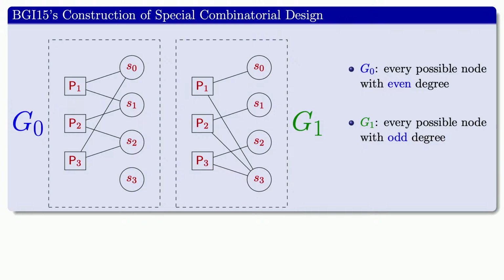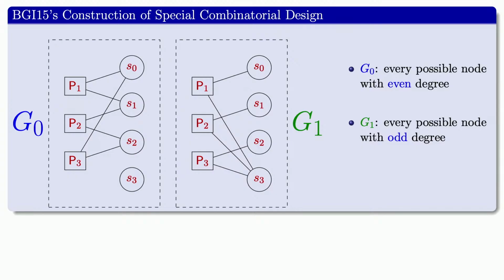Let me quickly tell you how to do it, because the construction is so nice, I have to tell you. So this is the construction. I drew it explicitly for 3 parties. Notice that G0 has every possible node with an even number of neighbors. For example, if there are 3 vertices on the left, it can have degree 0 or degree 2. All possible degree 0 and degree 2 nodes are in G0. And for G1, you have all the vertices with degree either 1 or 3, and they are all here.